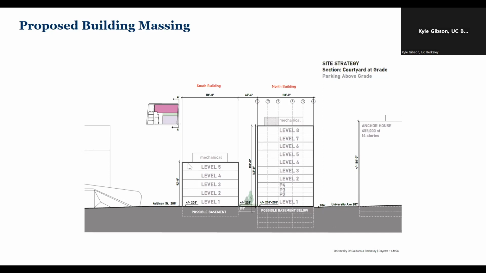at its roof line, not including a non-occupied mechanical space at the roof that would be set back from the facade. The north building at up to 8 above grade floors for the laboratory use, plus up to 4 above grade floors for parking, could reach up to 180 feet at its roof line. There would also be a non-occupied mechanical room at the roof that would be set back from the building facade. The north building, as you can see, would not be taller than the 14-story Anchor House building that is going up across University Ave. The building massing shown are the most conservative or largest buildings that could be built.